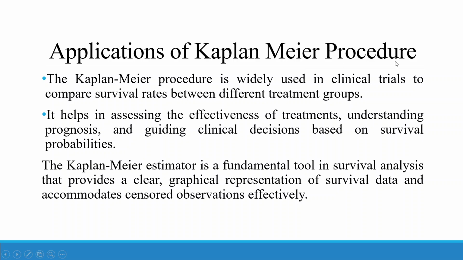Applications of Kaplan-Meier procedure. The Kaplan-Meier procedure is widely used in clinical trials to compare survival rates between different treatment groups. It helps in assessing the effectiveness of treatments, understanding the prognosis, and guiding clinical decisions based on survival probabilities. The Kaplan-Meier estimator is a fundamental tool in survival analysis that provides a clear graphical representation of survival data and accommodates censored observations effectively.